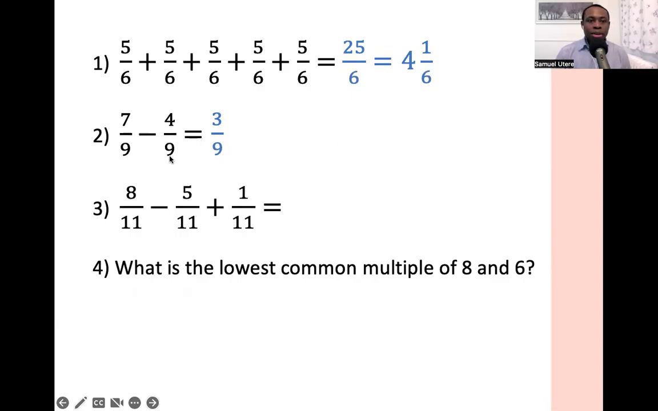Here you can see the denominators are still the same. So the denominator here will be 9. You simply do 7 subtract 4, which will be simplified to be 1/3.